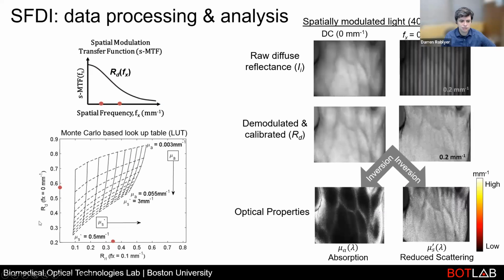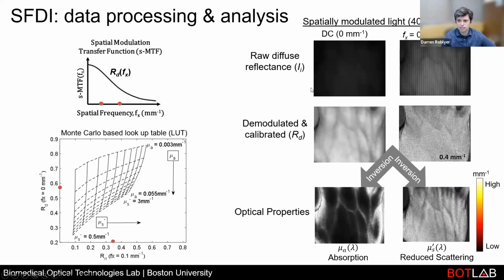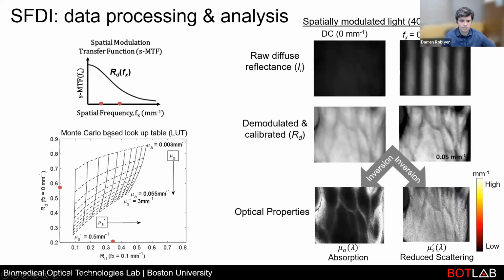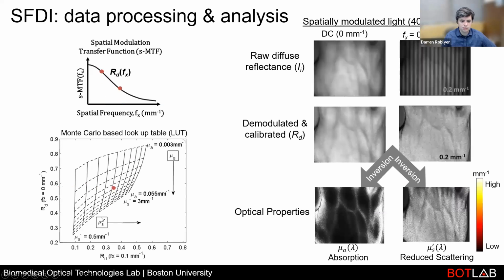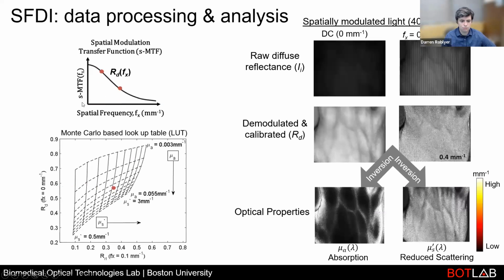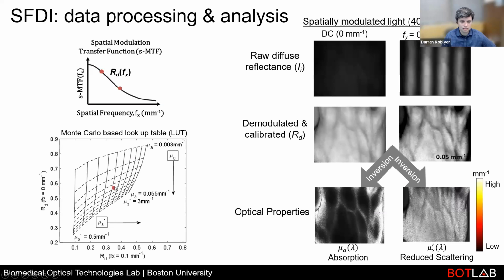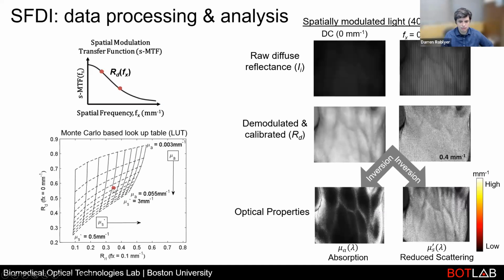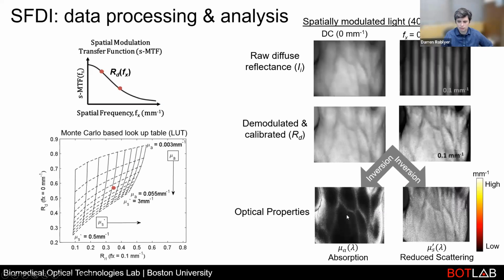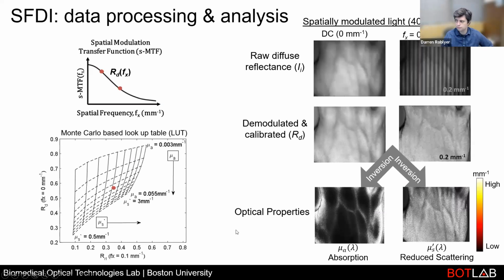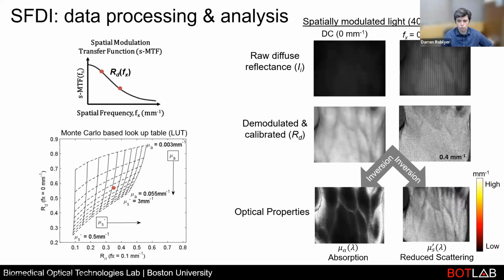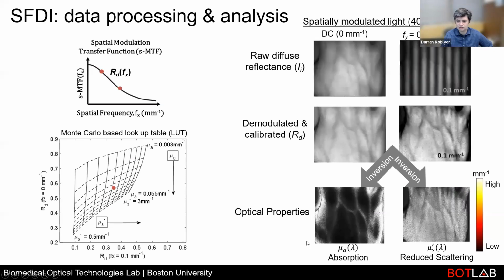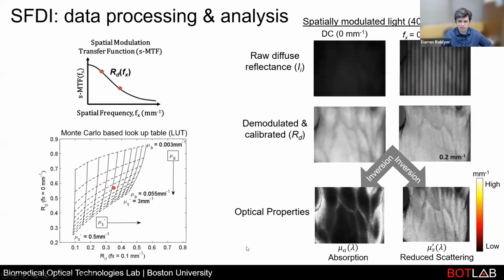Okay, so just to emphasize that, we're taking measurements at a low frequency and a higher frequency. Those measurements sample the spatial modulation transfer function, and they also give us a position on the lookup table that tells us about mu A and mu S prime, and we do that for every pixel in the image. Okay, so what's giving us this differential sensitivity to absorption and scattering in SFDI?